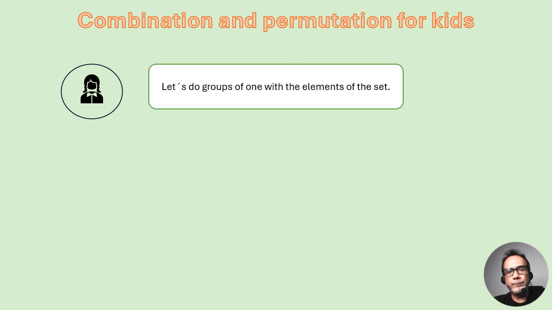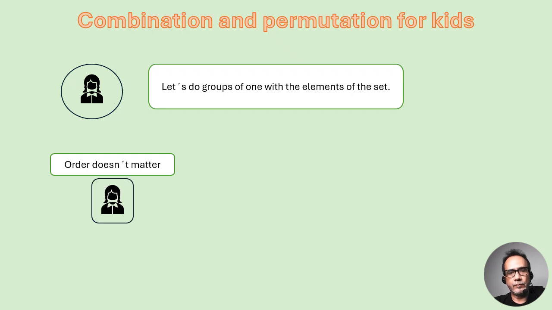Let's do now groups of one with the elements of the set. Of course, this set only has one element, but we must form groups of one with that element. If the order doesn't matter, we can do only one group. And the number of groups is the combination. In this case, the combination is equal to 1.